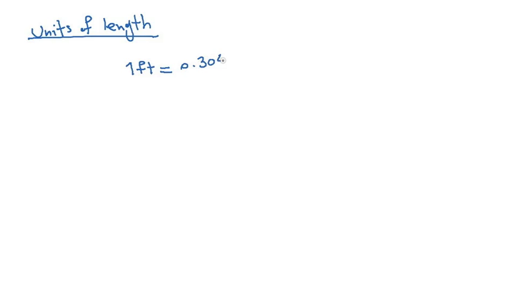In order to convert from U.S. customary units to international system of units or vice versa, we should know the conversion factors. For the units of length, we should know that 1 foot is equal to 30.48 centimeters.